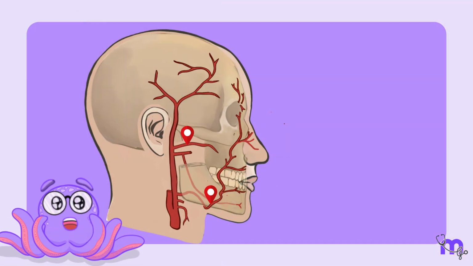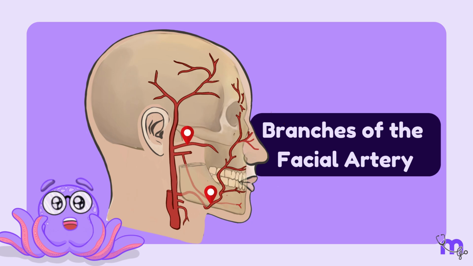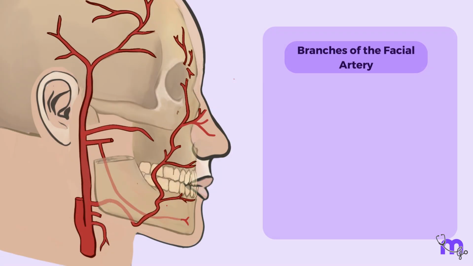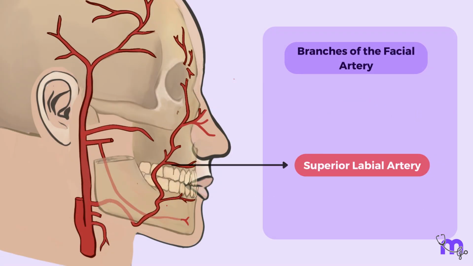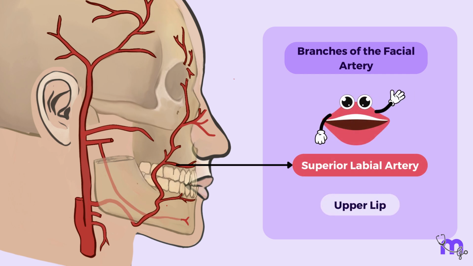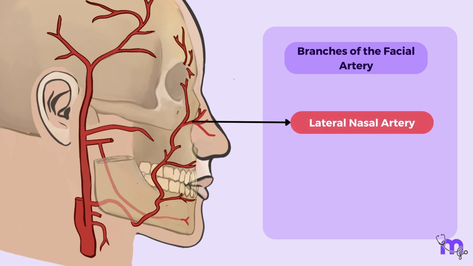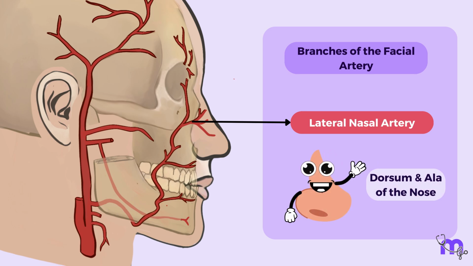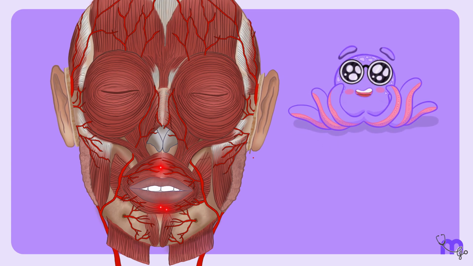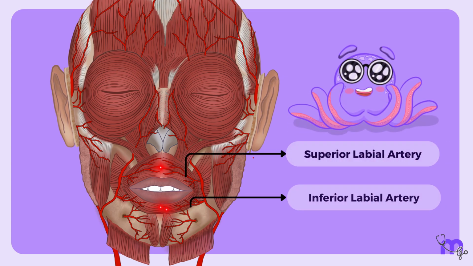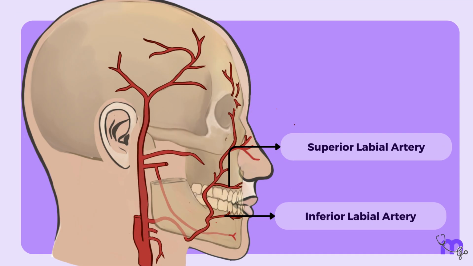Now let's talk about the branches of the facial artery. This artery provides designated branches for the face like the inferior labial artery, which supplies the lower lip, the superior labial artery for the upper lip, and the lateral nasal artery, which supplies the dorsum and alae of the nose. Severing the anastomosis of the superior and inferior labial arteries on both sides of the lips can cause a massive eruption of blood from the cut ends.